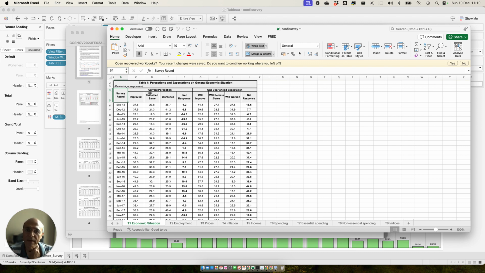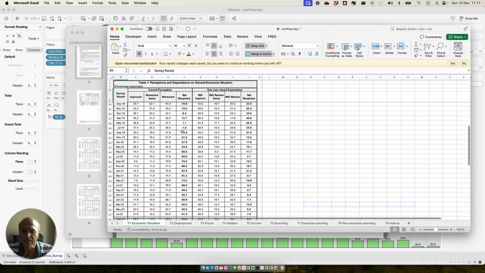Under both segments, there are three different dimensions on which responses are requested. One is whether the respondents view that there has been an improvement from a current perspective as far as this particular economic dimension is concerned, whether it has remained the same or whether it has worsened. Similarly, for 1 year ahead expectation, whether the economic conditions are going to improve, remain the same or worsen. This table is already there, but unfortunately it does not give you a better perspective to internalize the data and see the larger story.